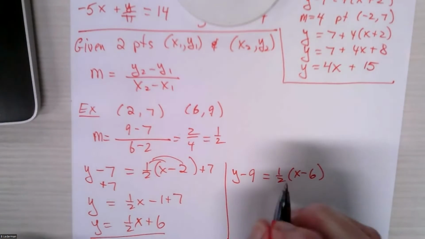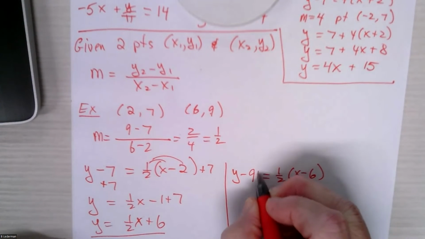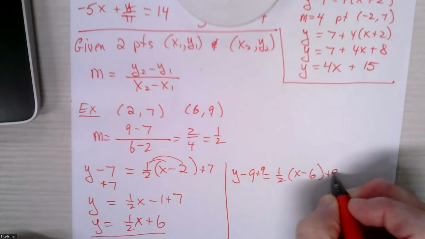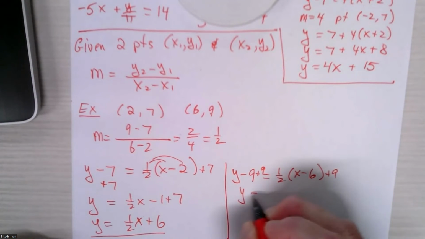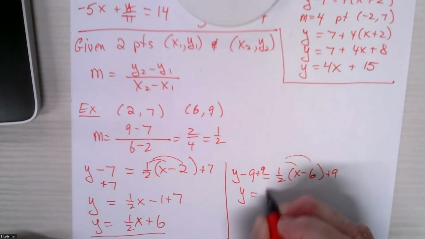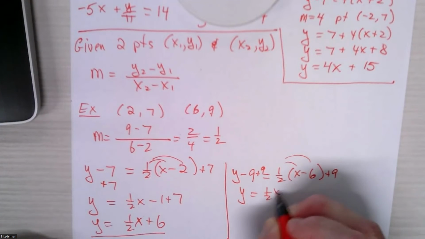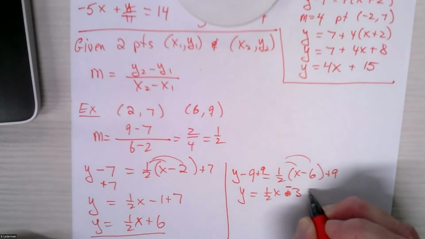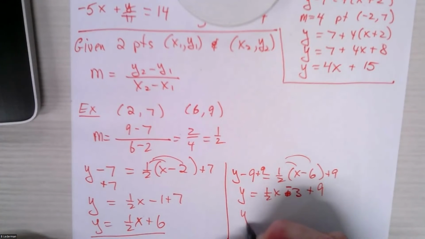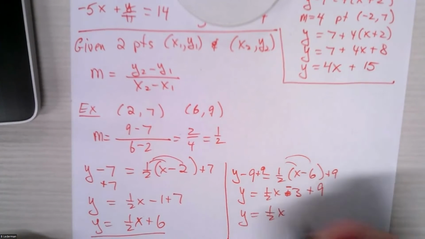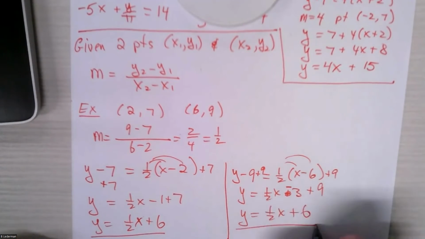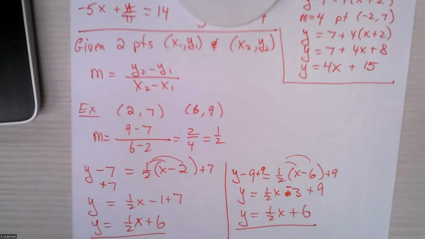So what's up with that? I'm going to add 9 to each side. So I have y equals, and I'm going to distribute, 1/2 x minus 3 plus 9, or y equals 1/2 x plus 6. Look at that. In the end, I got the exact same line.